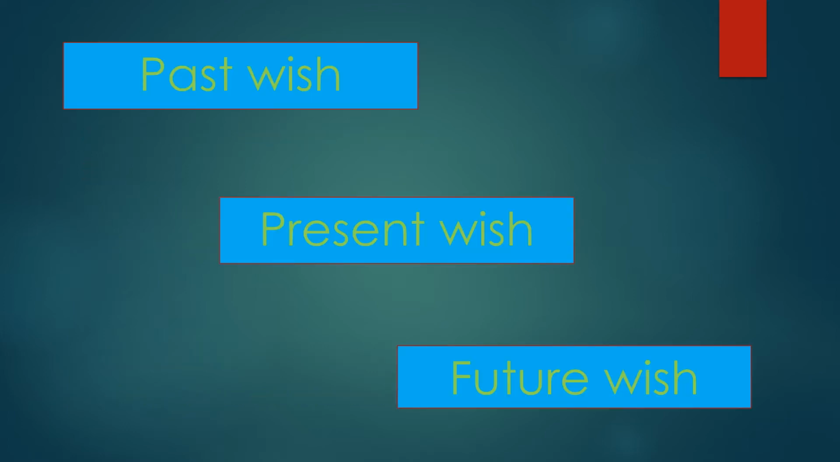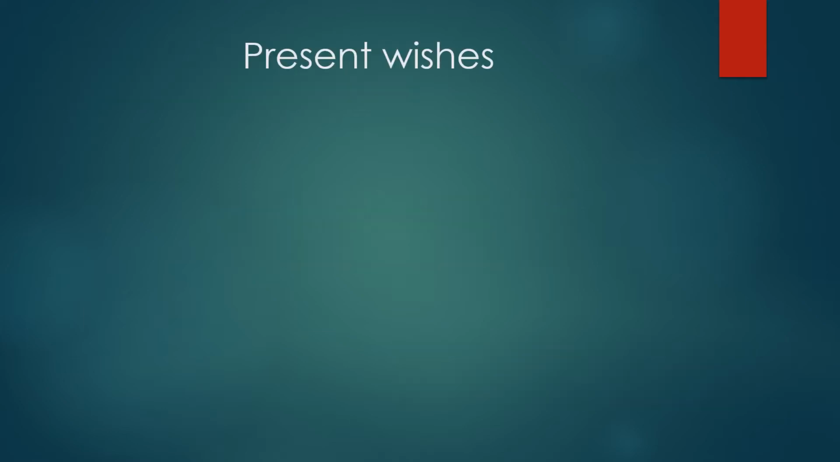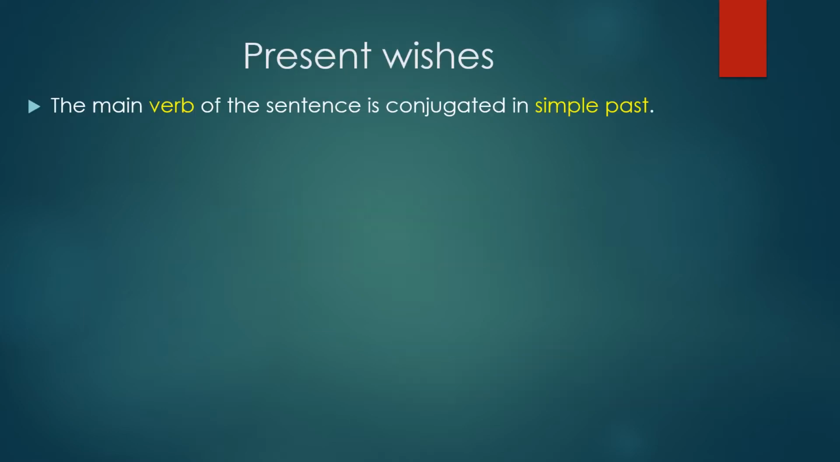Now we need to know that we have three types of wishes. We have past wishes, talking about a past situation; present wishes, about the present; and then future wishes, dealing with a future situation. So for present wishes, the main verb of the sentence is conjugated in simple past. Okay, and as we said before, it's about situations in the present.